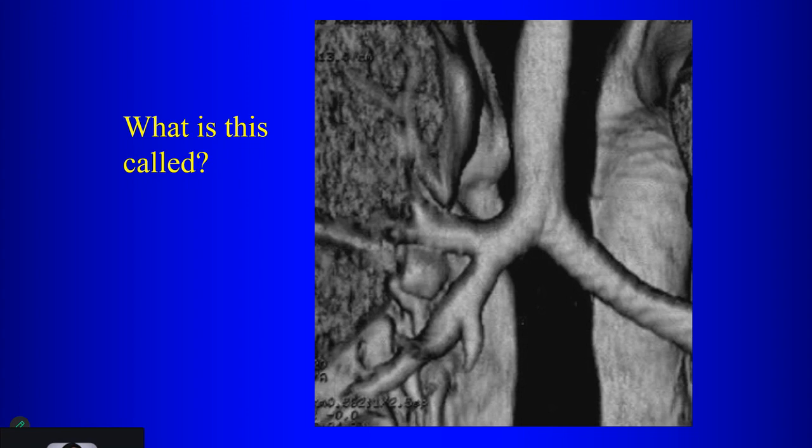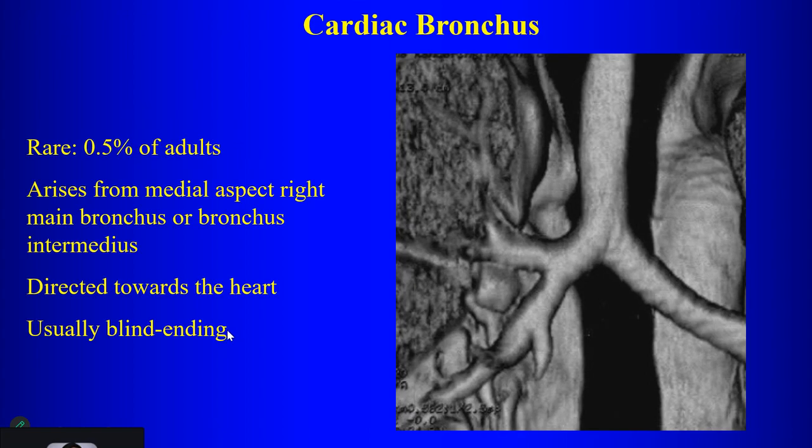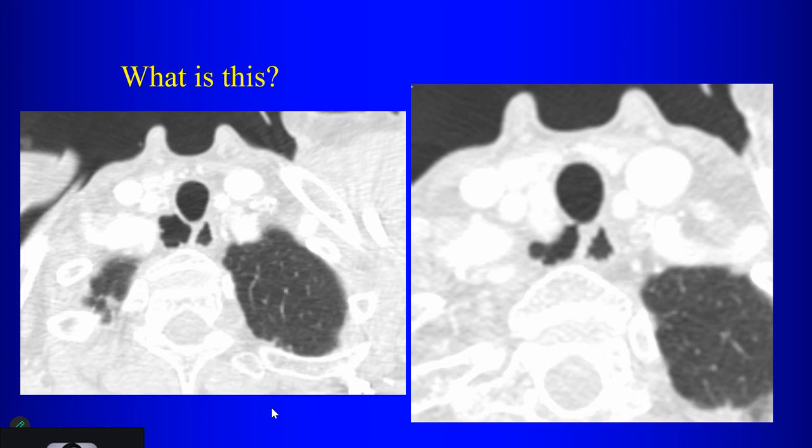Okay, so make sure that you add that to your checklist as you look at chest CT scans, to make a conscious effort to scroll through and just look at the airways. So that is a cardiac bronchus, usually blind ending. Pretty unusual. Okay. So this patient was involved in a motor vehicle accident.